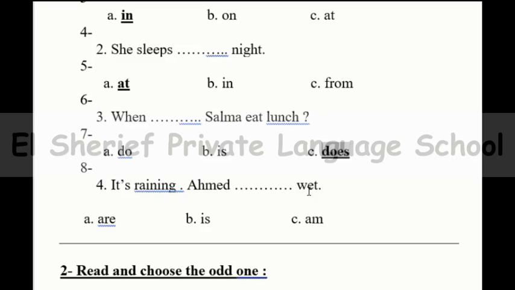Number 4. It's raining. Ahmad space wet. Are, is, am. As you can see, with a singular noun we use is. So the answer is Ahmad is wet.